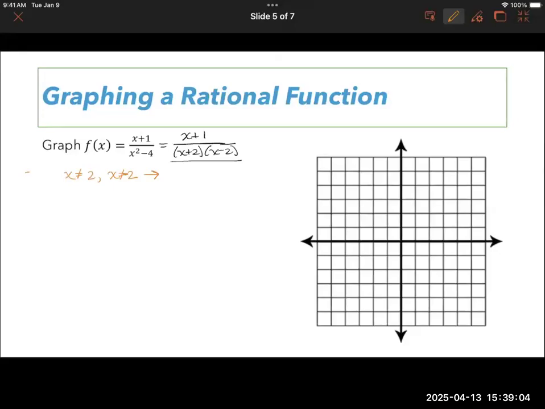Which means that, because we don't have any factors in common between the numerator and the denominator, our vertical asymptotes are going to be the equations, the vertical lines, x equals 2 and x equals negative 2. Okay, now I'm going to hold off starting to put this on the graph until I've gone through all 4 of those characteristics that we just talked about, and I'll show you why in just a second.